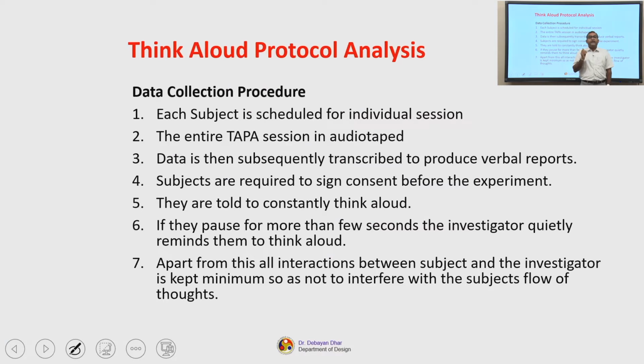Each subject, that means the participants, is scheduled for an individual session. It is not done in a group, like in focus groups, but here each TAPA session is done individually. The entire TAPA session is audio taped for reference, for recording the data. The data is then subsequently transcribed to produce verbal reports.